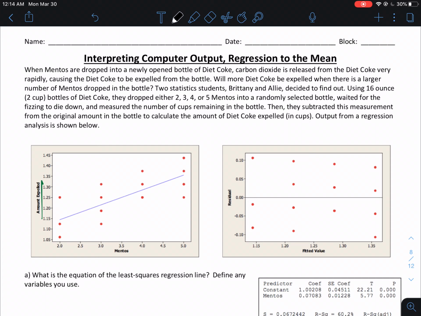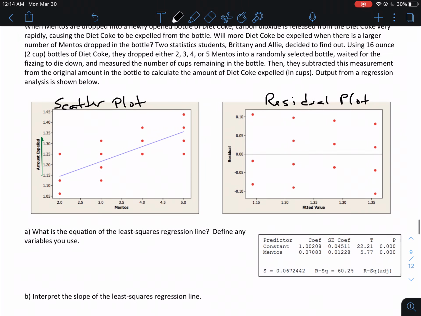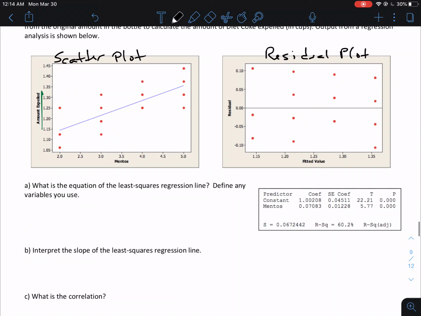We've been given output from a regression analysis shown below. As you can see on the left, we've got our scatter plot, including a line of best fit, and then we also have a residual plot. That's a nice thing to have as well. Now, instead of giving us the actual data from the experiment, they gave us this computer output, and that's the idea of today's notes. We're really not going to do a whole lot of new stuff. It's just going to be presented to us in a slightly different way.